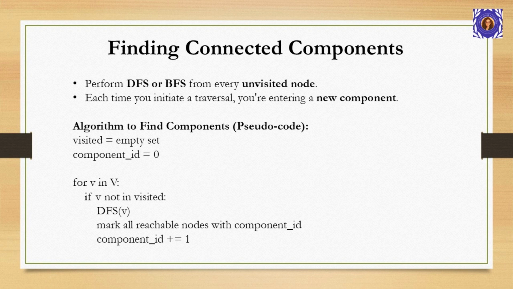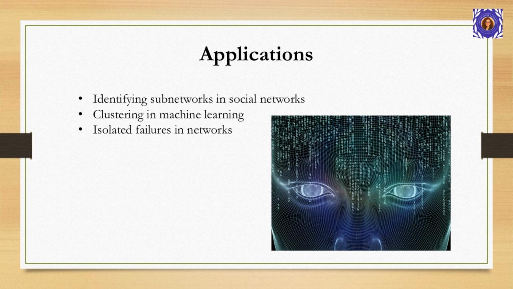Time complexity, O(V + C). We visit each vertex and edge exactly once across all traversals. Key applications are in social networks, finding distinct communities. Network reliability, identifying which parts remain connected after failures. Data clustering, natural grouping without specifying cluster count. Biology, identifying functional protein modules.